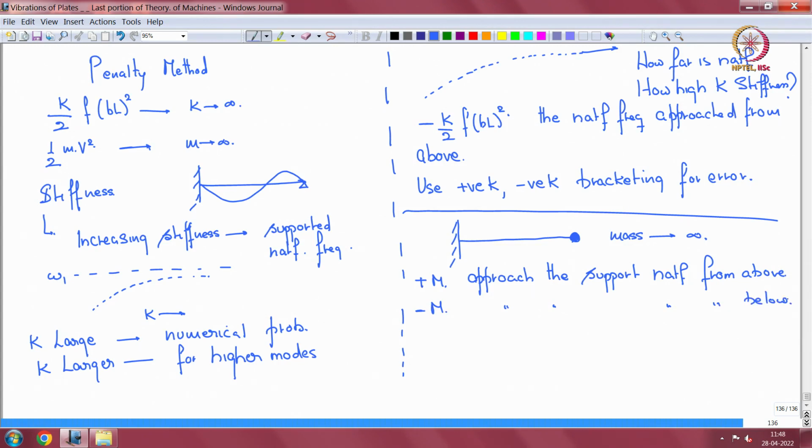Okay. And more interestingly, for higher modes, the mass value required is smaller, unlike the spring. Okay. So this is good for numerics.